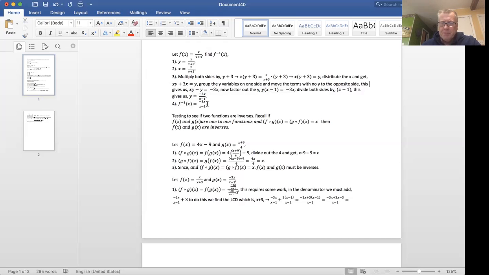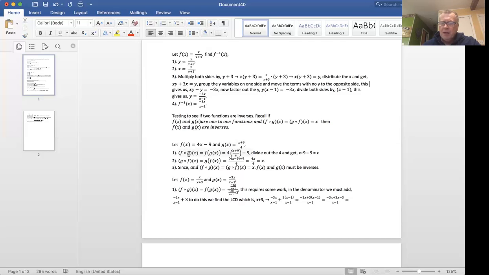So that's our inverse. Now we're going to test to see if a couple of these are actually inverses. Recall, the test for inverses: if f of x and g of x are one-to-one functions, at least in their given domain, and f comp g of x equals g comp f of x equals x, so take the composition both ways in both arrangements and it equals x, then they're inverses. So let's start with the first one. F of x equaled 4x minus 9, and g of x equaled x plus 9 over 4. So I'm going to take f comp g of x.